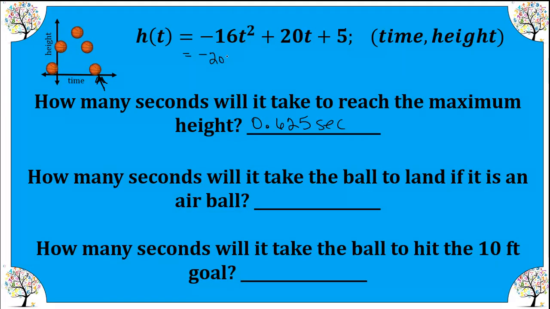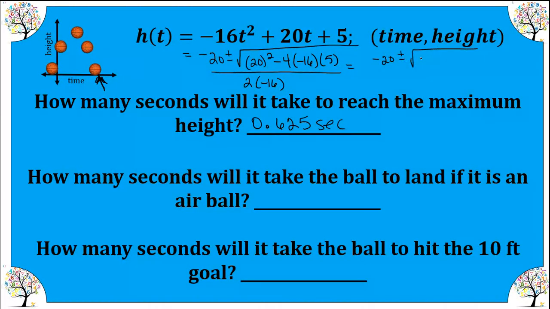Negative b plus or minus the square root of b squared minus 4 times a times c, all over 2 times a. So let's clear this up. The plus or minus is where we get both of our roots from, and one will be a negative root because we started in the air at 0 seconds. The ball was in the air when we first began.